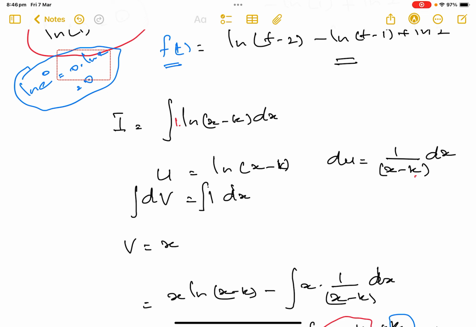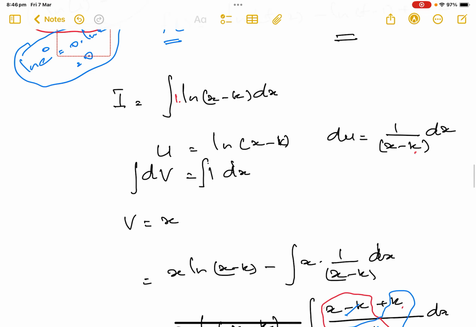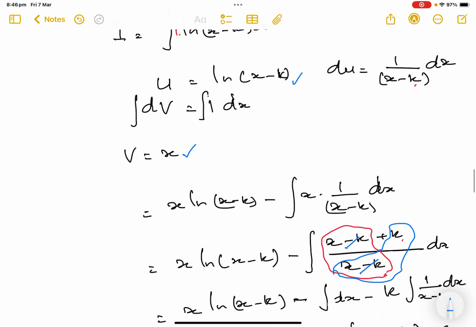If you differentiate that, du equals 1 over (x minus k), because the differentiation of x minus k is 1, times dx. And dv is 1, dv equals 1. If you integrate both sides, v equals x. So this u and this v, we know that.